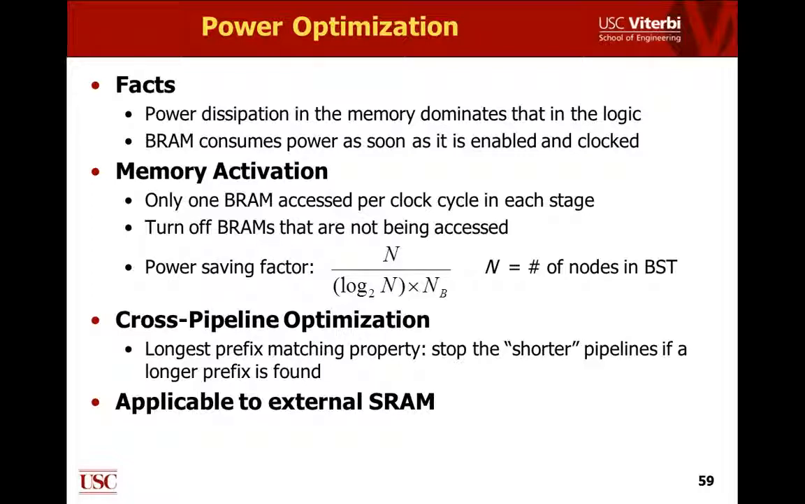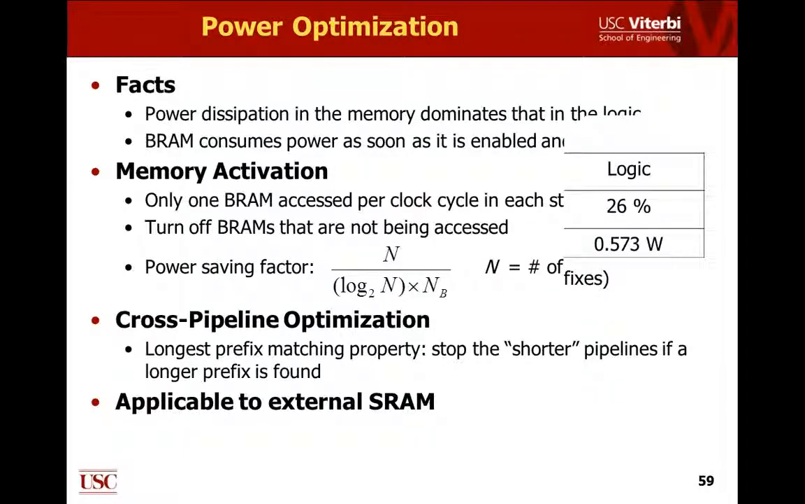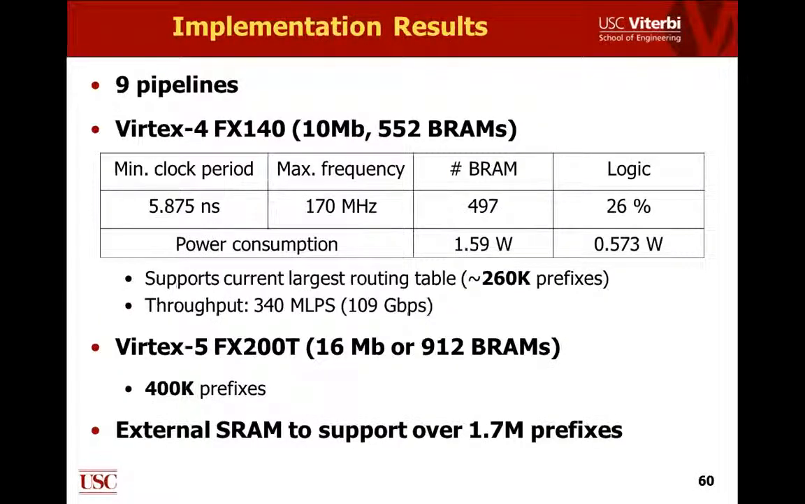There are also other optimizations we can do. For example, we can do cross-pipeline optimization. The idea is that if you find a longer prefix match, then I don't have to do the shorter prefix matches in the other pipelines. We can share the information across the pipelines, and you can also obtain more performance in terms of power by further optimizing which pipelines to run and which ones not to run once a particular stage in the search tree has been reached.